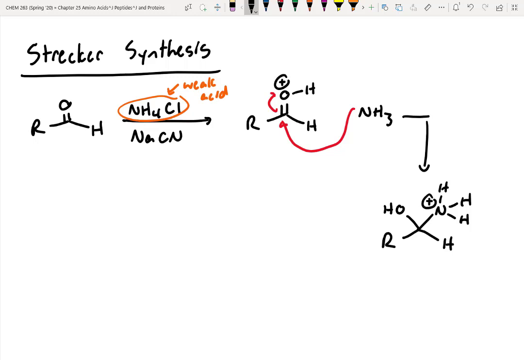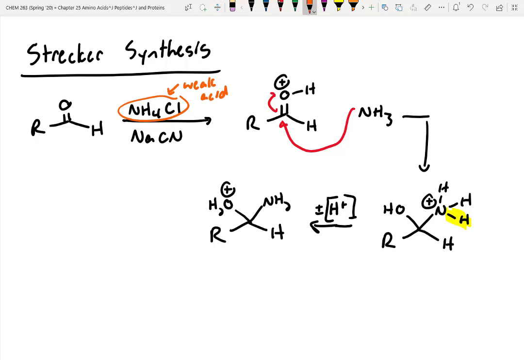And as you're probably used to at this point, we're going to do a proton transfer. What this means is we're going to take one of these protons from this nitrogen and move it over to the alcohol and turn that alcohol into a good leaving group. So now it's going to be OH2 and NH2, and the oxygen will have a positive charge. And like I said, this is a really good leaving group.